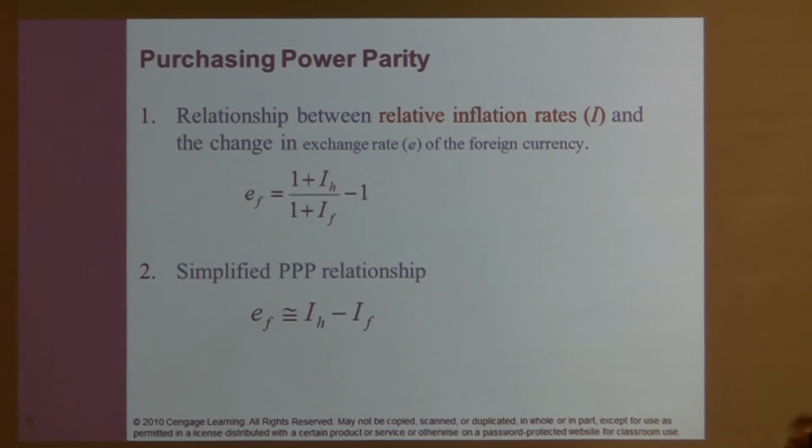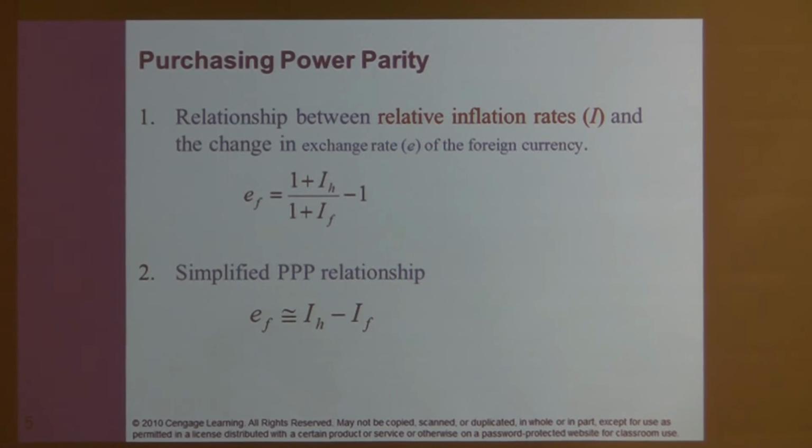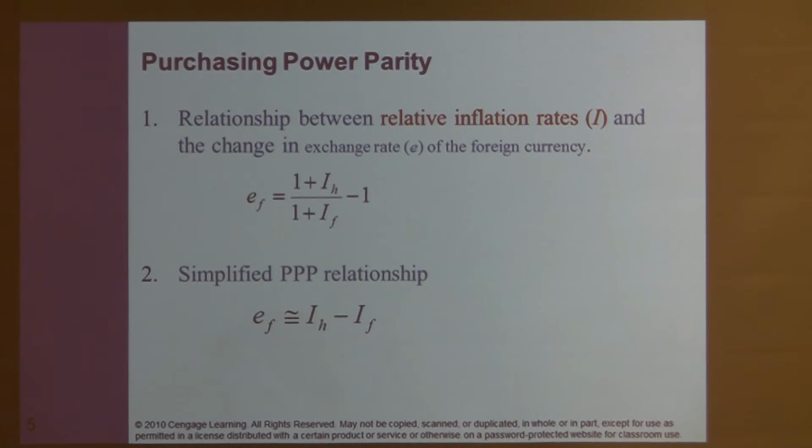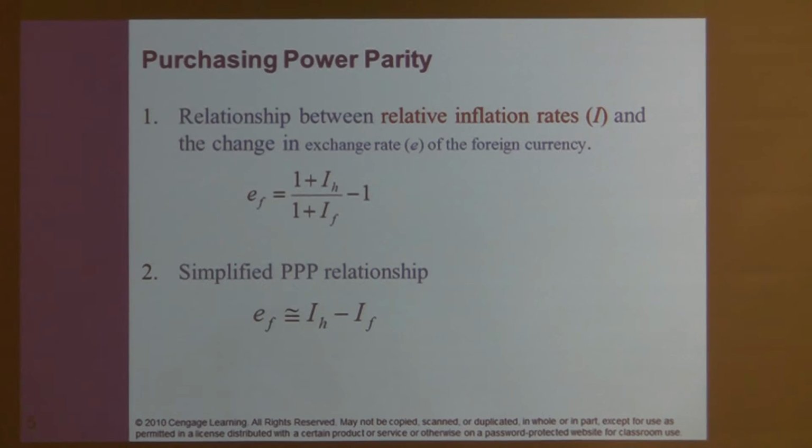So what it tells you is, if you want to compare the future exchange rate, so what should be the spot exchange rate 1 year from today to today's exchange rate, that equals 1 plus the inflation in the US divided by 1 plus the inflation in the foreign country.